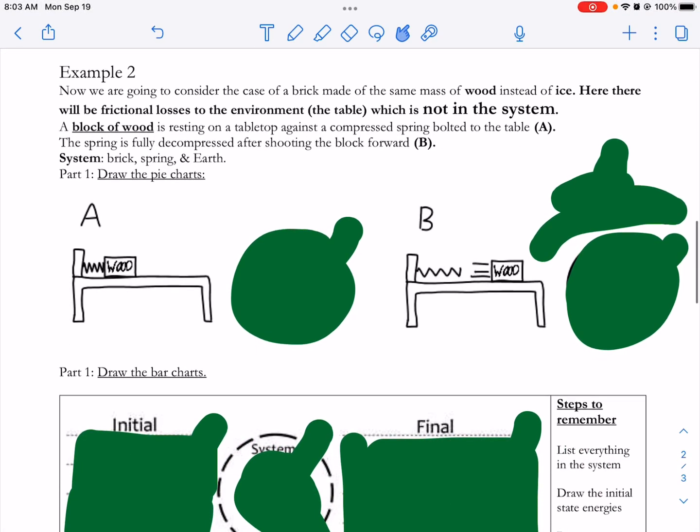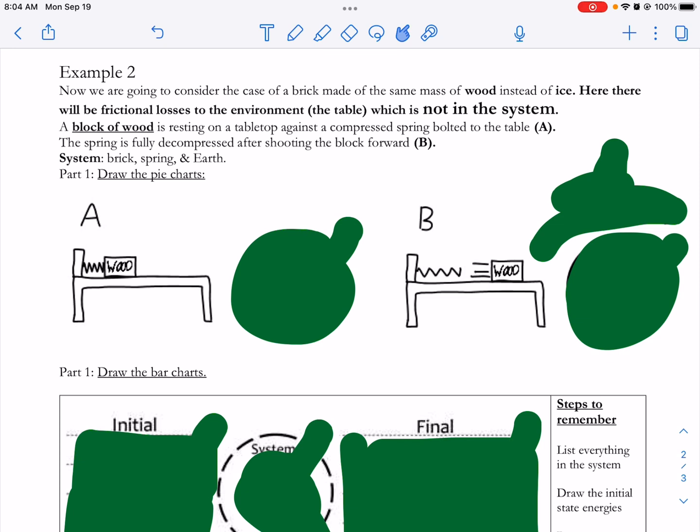Last example where we have something else going on. So now we're considering the same case, but this time instead of ice, we have a block of wood. So now there's definitely some friction going on here, but our table isn't part of the system, which means we're going to be dealing with some friction that is going to be stealing away some of that energy.